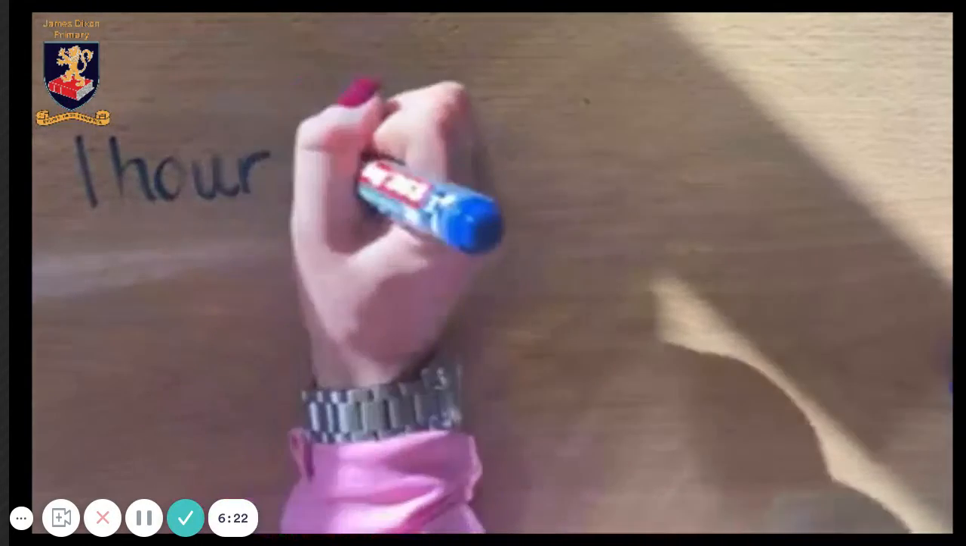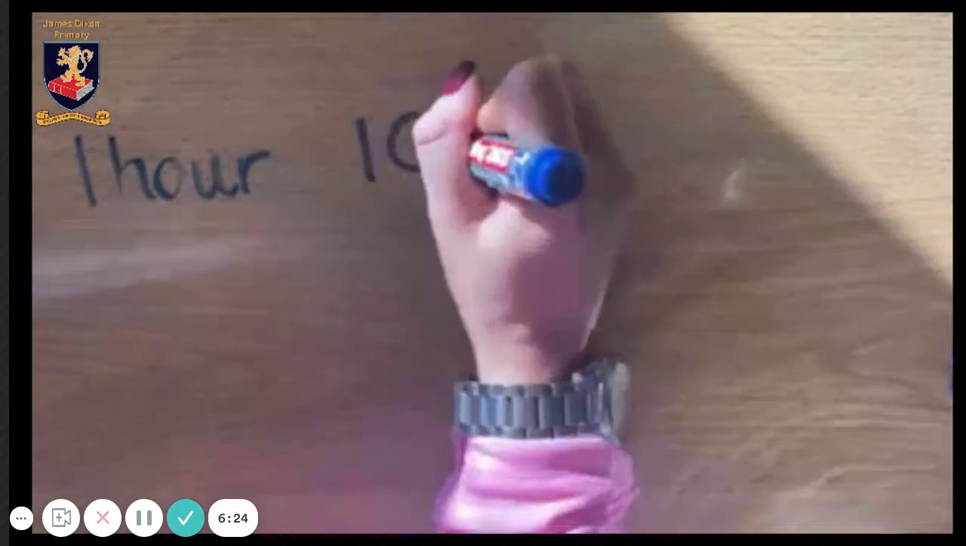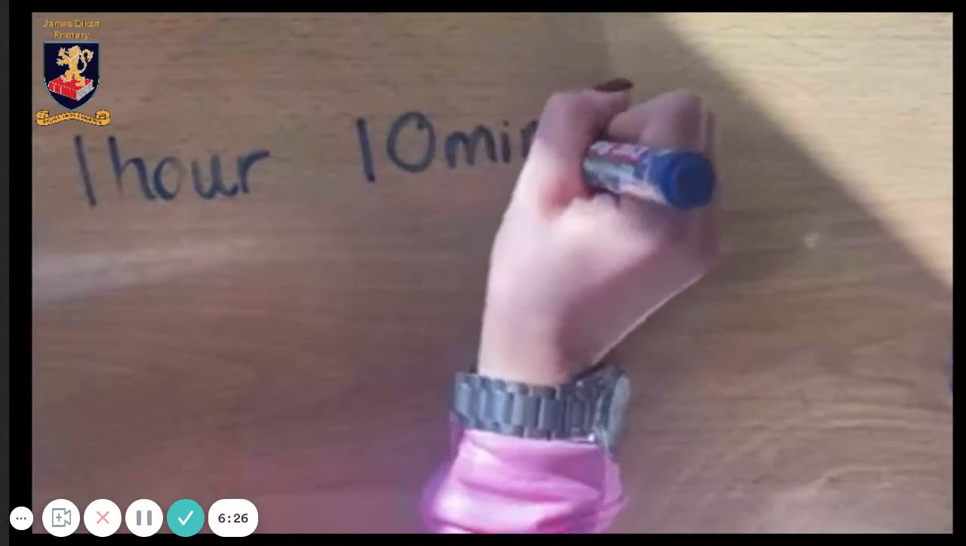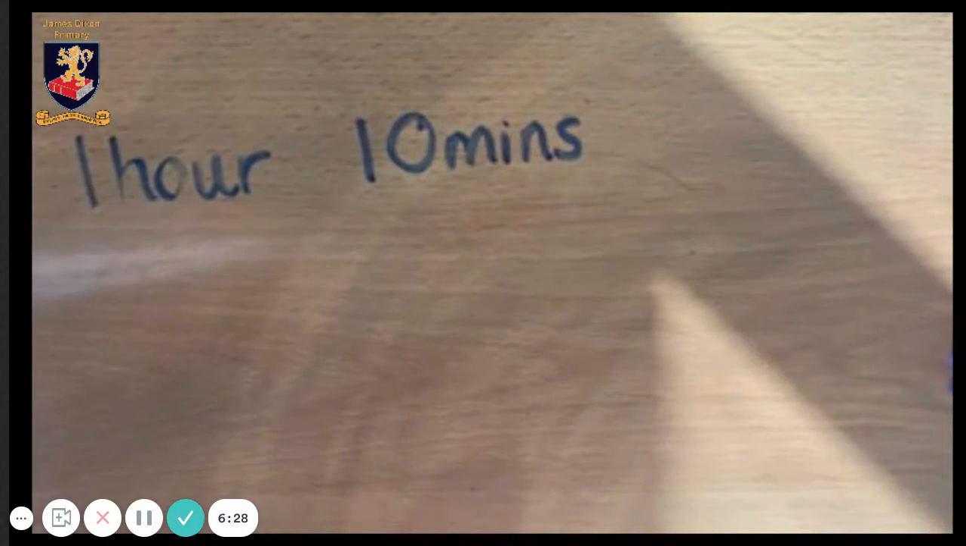Today for your task, you are going to be given a duration of time. So you might have 1 hour and 10 minutes. You need to convert that time into just minutes. To do that, you can draw your Deans to help you.